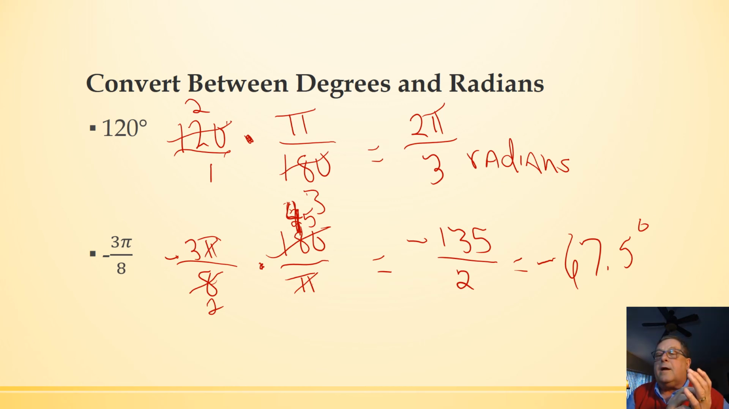So remember, we have a conversion ratio. Our ratio is some form of pi over 180 or 180 over pi, depending upon whether we're converting from degrees to radians or radians to degrees. And our conversion ratio is always based on the numerator being what we are converting to, and the denominator being what we are converting from. Have fun with this, because it is a lot of fun. Get some practice in.